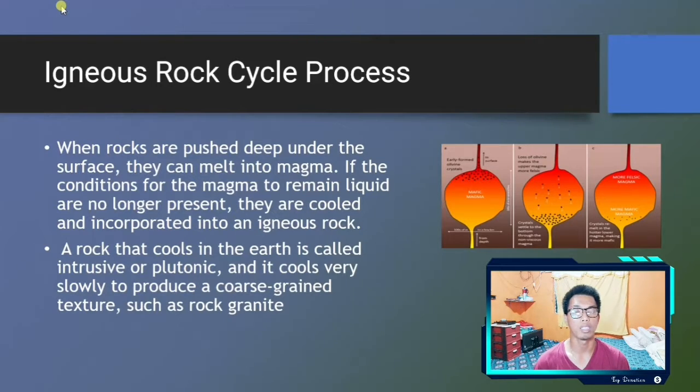Igneous rock process. Ito ay nakaganap sa volcanic activity. Kapag ang magma umabot na sa surface ng Earth, yun ay tatawagin ng lava or extrusive rock. Pero kung ang magma hindi naman ito nakabot ng surface, ito ay tatawagin ng intrusive or plutonic, kung saan nabubuo ang granite.